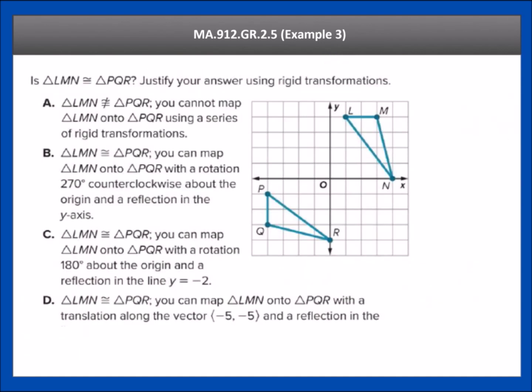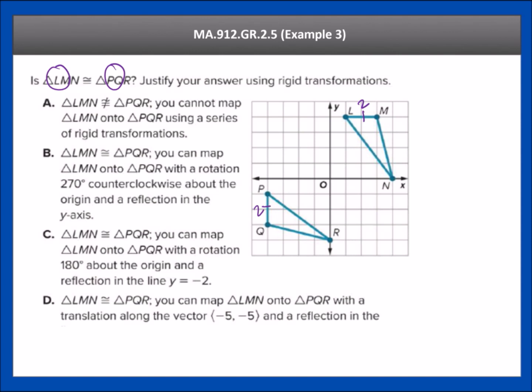All right, example 3: is triangle LMN congruent to triangle PQR? Justify your answer using rigid transformations. All right, so if I look at this, let's take a look at the triangles. We know that LM has to go to PQ, right? So let's check the length. The length of LM is 2. So this is 2, and this is also 2. So these are congruent. So far, so good.